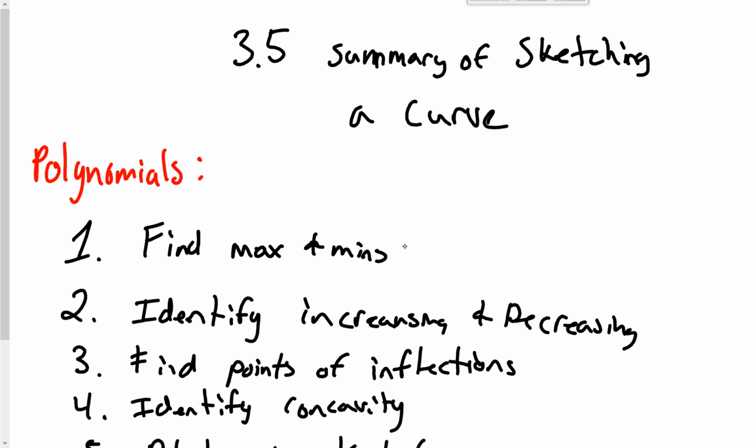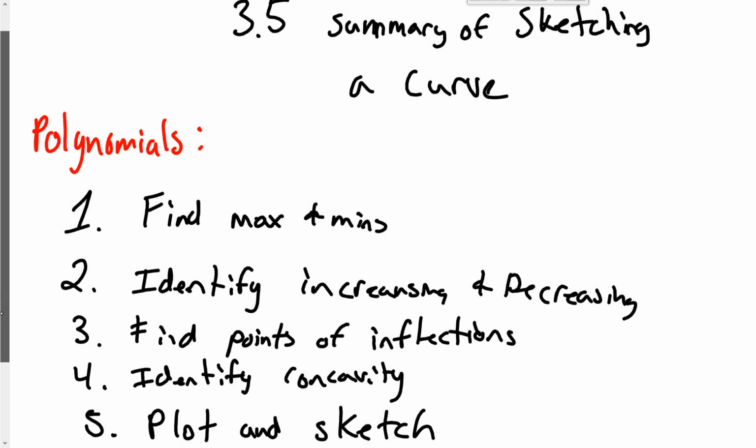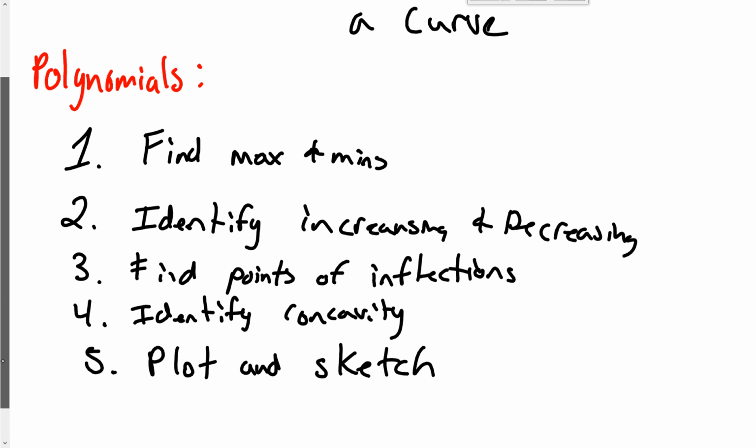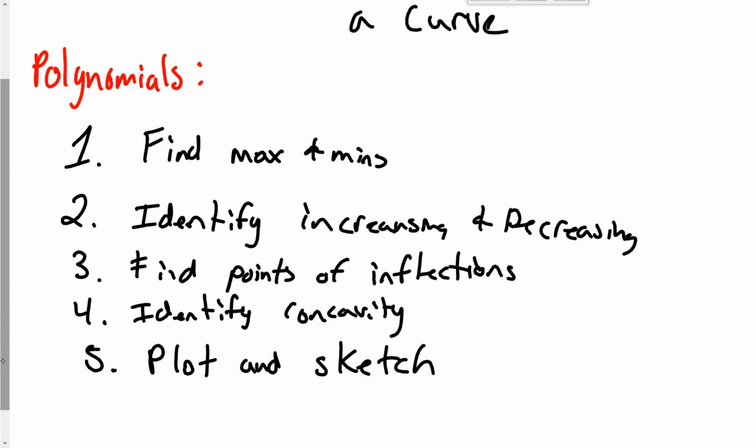So for polynomials, we want to find the maxes and mins. That means we're going to be taking the derivative, setting it equal to 0, finding those x's, and then taking those x's and plugging them back into the original in order to find their y values. And then identifying increasing and decreasing. Well, we can put those x's that we just found from our derivative on a number line and test points in between, and that will tell us whether it's increasing or decreasing between those maxes and mins. And then we want to find inflection points.